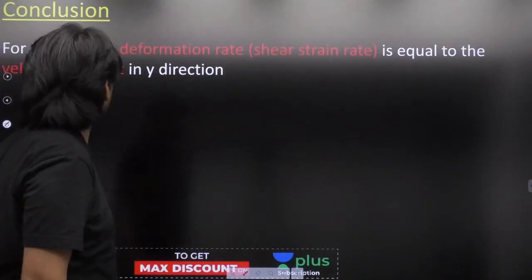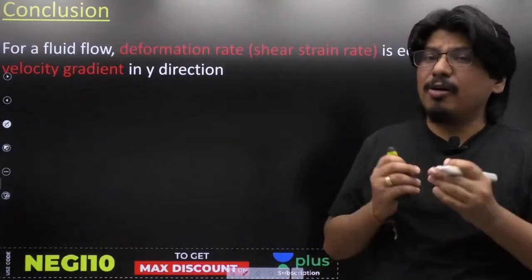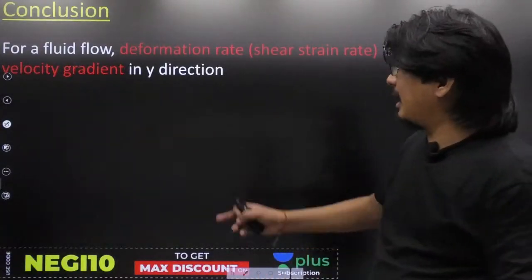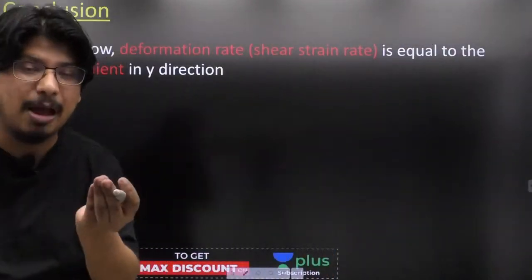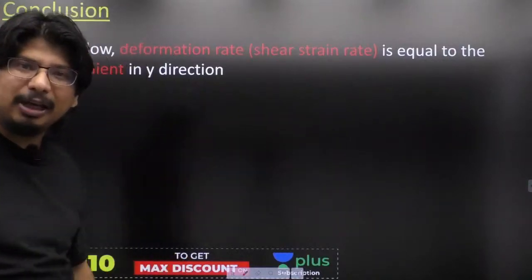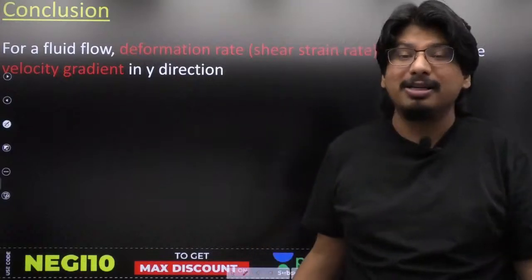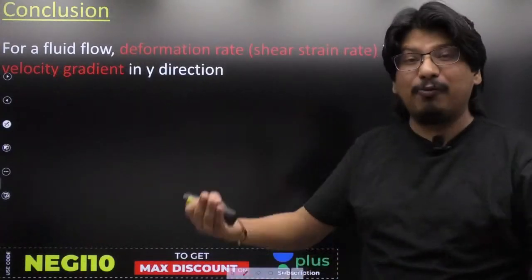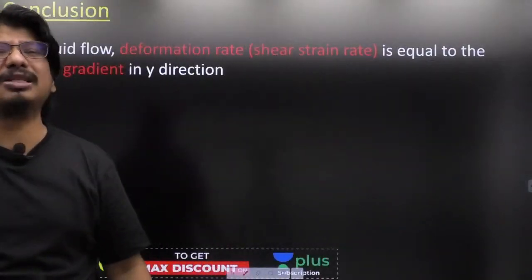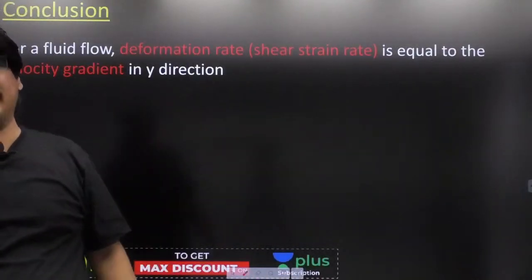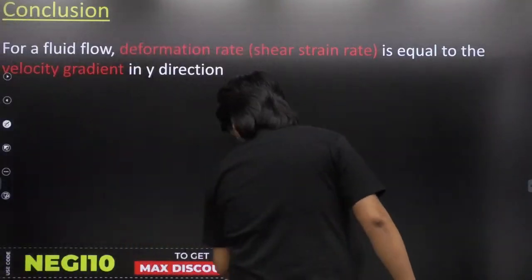Okay. Now I have given you one beautiful conclusion. Do you remember? We have derived for a fluid flow, deformation rate. What is the meaning of deformation rate? d theta by dt. A deformation rate is also known as shear strain rate. So for a fluid flow, deformation rate, in bracket shear strain rate, is always equal to what? Velocity gradient. What is the meaning of this mathematically?